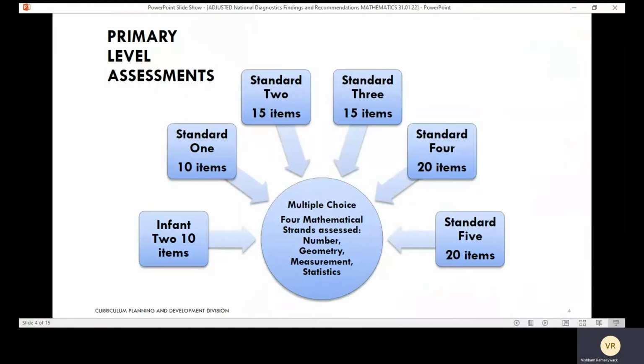Let's look at the primary level assessments. The format for the primary level assessments was multiple choice. The four mathematical strands of the primary curriculum were assessed at every level. These are number, geometry, measurement, and statistics. The number of items for each test level varied. Therefore, Infant 2 and Standard 1 contained 10 items, Standard 2 and 3 contained 15 items, and the assessments for Standard 4 and 5 contained 20 items.